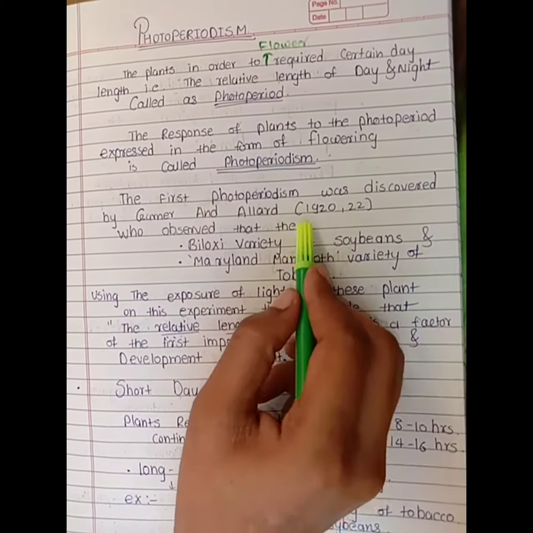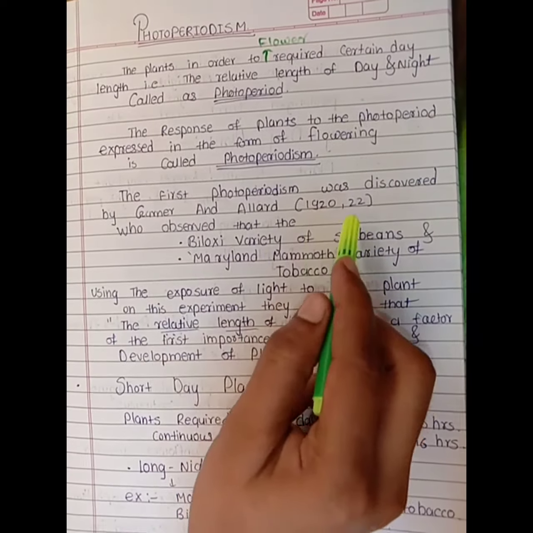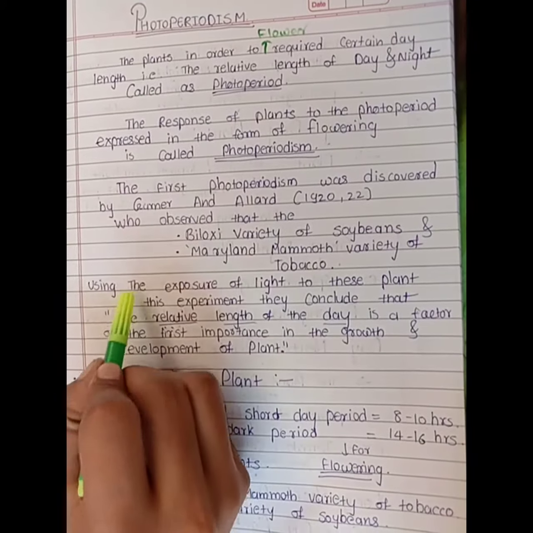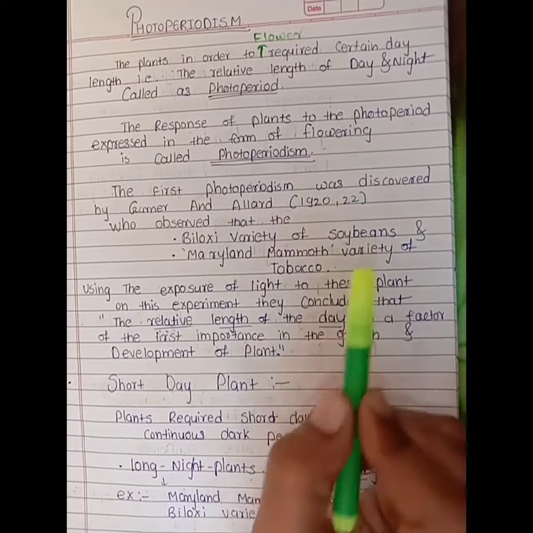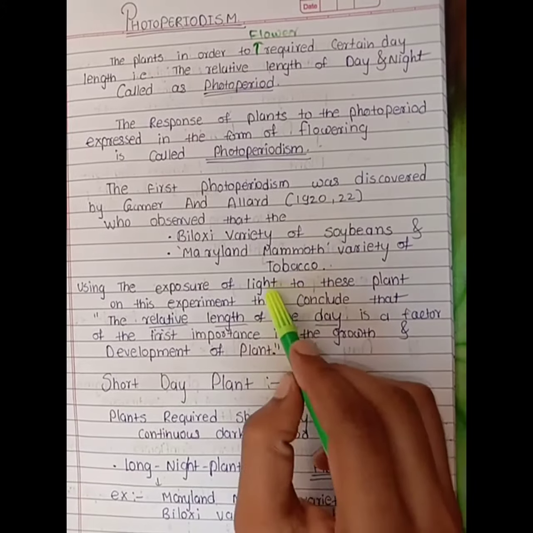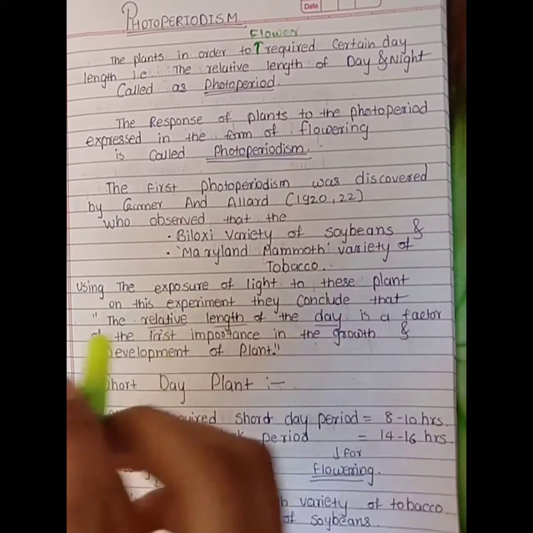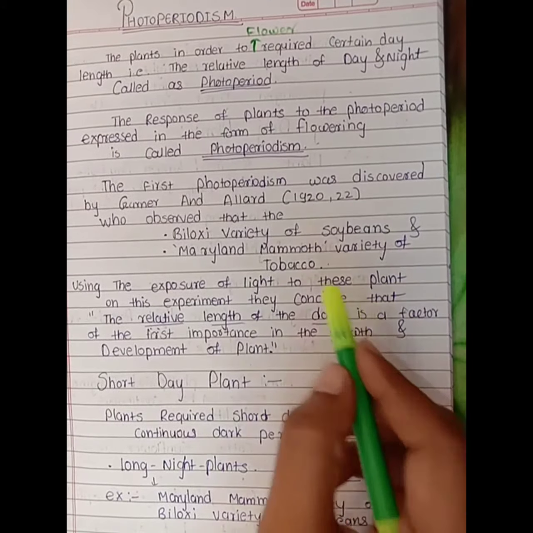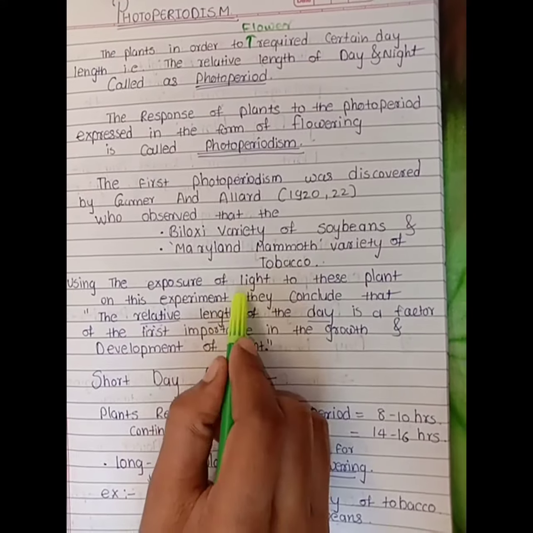Photoperiodism was first discovered by Garner and Allard in 1920 to 1922. They worked on the Biloxi variety of soybean and the Maryland Mammoth variety of tobacco. They took two varieties, the first of soybean and the second of tobacco, and exposed these plants to light to see what the effect of the light on them was.